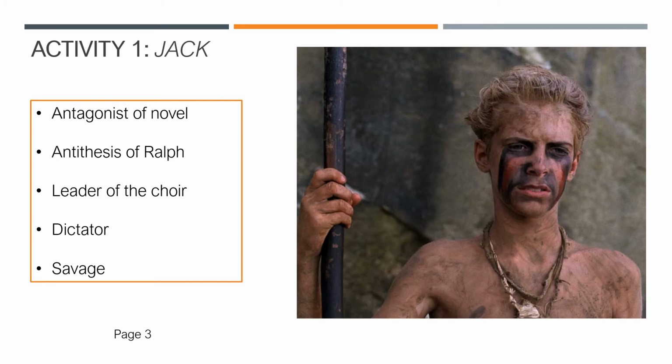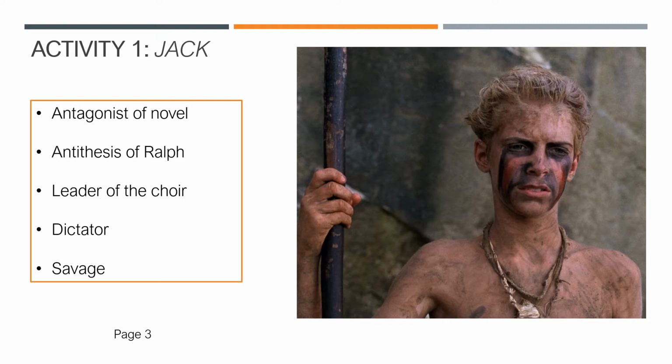The first activity is on page 3 of your booklet. All you have to do is read the information about Jack and highlight any keywords or phrases. However, I'll quickly tell you about him now. As previously mentioned, Jack is the antagonist of the novel. He is the antithesis of Ralph, which means he is the opposite.